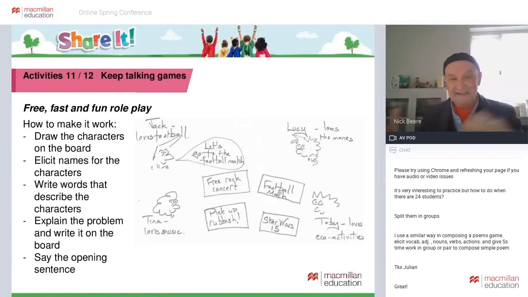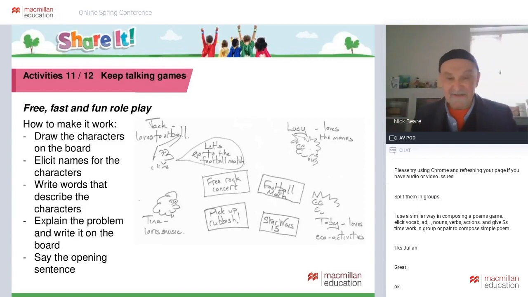And all the Jacks have to say, let's go to the football match, and other students will reply. Maybe Lucy will be saying, oh no, I don't like football, or there's a fantastic film, or Toby will say, I don't like football and I want to go and do eco activities. Tina says, no, I don't want to pick up rubbish. And before you know it, they'll all be happily talking about it. And that's the thing. Give them the opening sentence and they can carry on. That is the trick, and that's what makes all the difference.